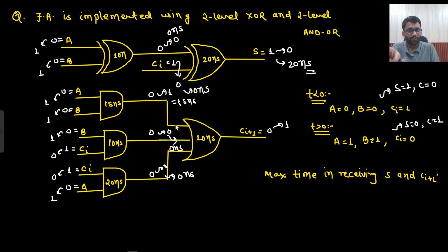But these two guys have to wait for this guy, right? Why do they have to wait for this guy? Because the output is depending on him. If the output was not depending on him, they would not be waiting. But the output is depending on him. So 15 plus 10. So this will be stable after 25 nanosecond. So that's the answer. Maximum time in receiving S and Ci plus 1: for S it is 20 nanosecond, and for Ci plus 1 it is 25 nanosecond.